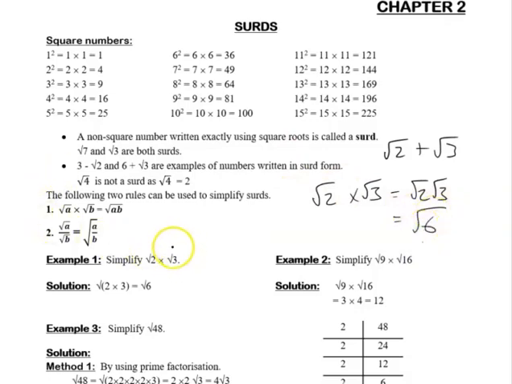Now this also works with division. So if I was to do root 2 divided by root 3, that's the same as the square root of 2 over 3, and vice versa.